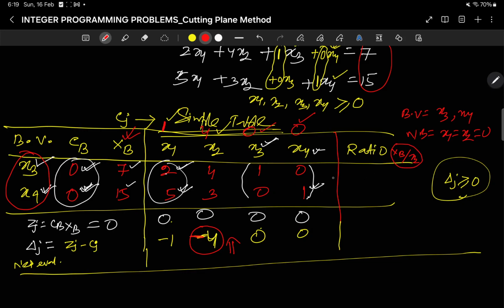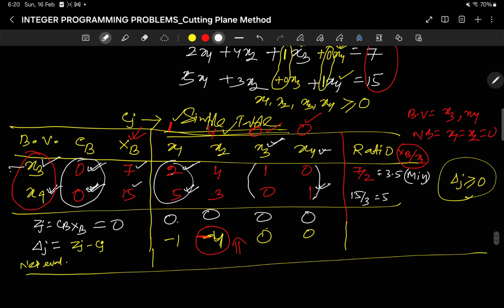Means I have to find here 7 by 2. It is my 15 by 3. It is my 5. It is my 3.5. So this is minimum. So this is the minimum ratio. This x3 variable will leave the base. So x3 is replaced by your x2.